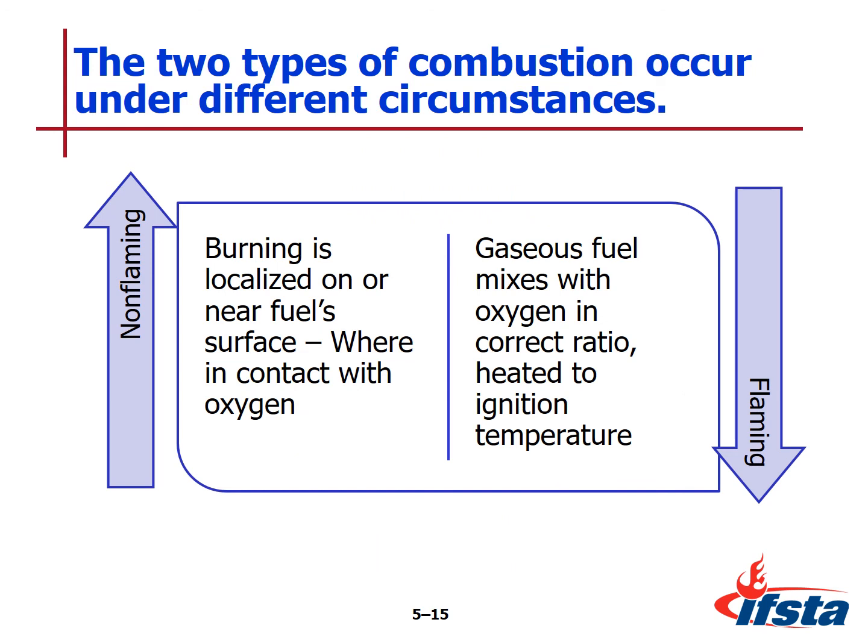So, the two types of combustion we kind of discussed a little bit, but we're going to get into it going under different circumstances here. Non-flaming combustion occurs when the burning is localized or it's near the fuel's surface where it's in contact with oxygen. So smoldering, burning charcoal, smoldering wood or fabrics. That's what we're talking about when we're talking about non-flaming. It's in contact with the oxygen, it's just kind of smoldering. The best example we have is charcoal. It's burning, it's giving off heat, but there's no visible flame to it.